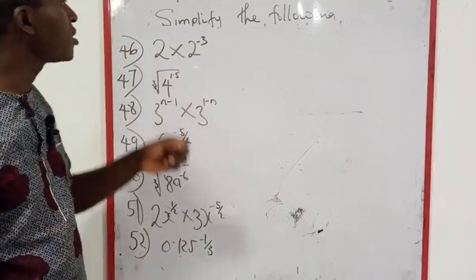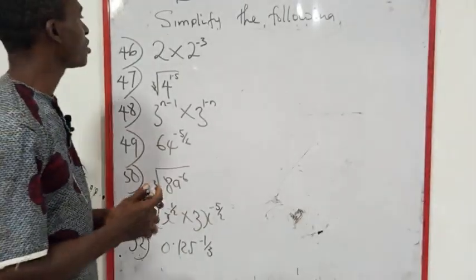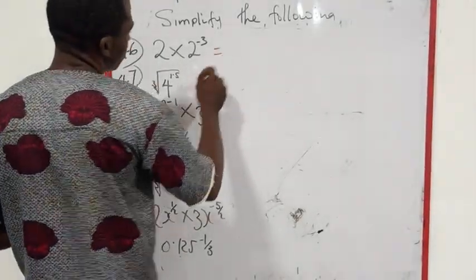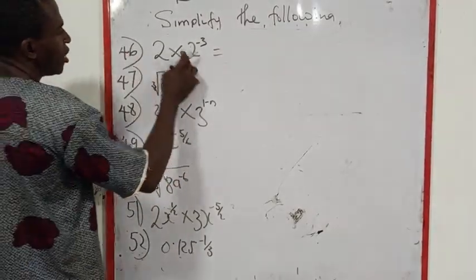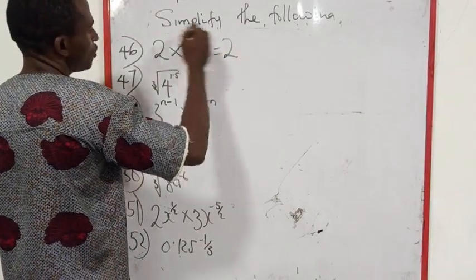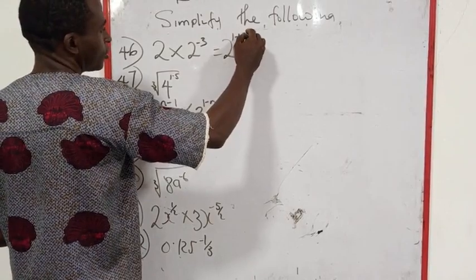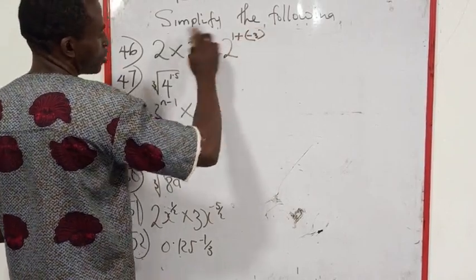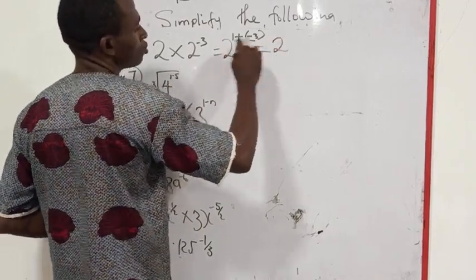Hello guys, we are still in General Mathematics exercise 1T, number 46. Don't forget, we are applying our first law in this case. Similar base. We have 2 with an invisible 1, plus 1, follow your law, minus 3. The minus was there before, so we now have 2.